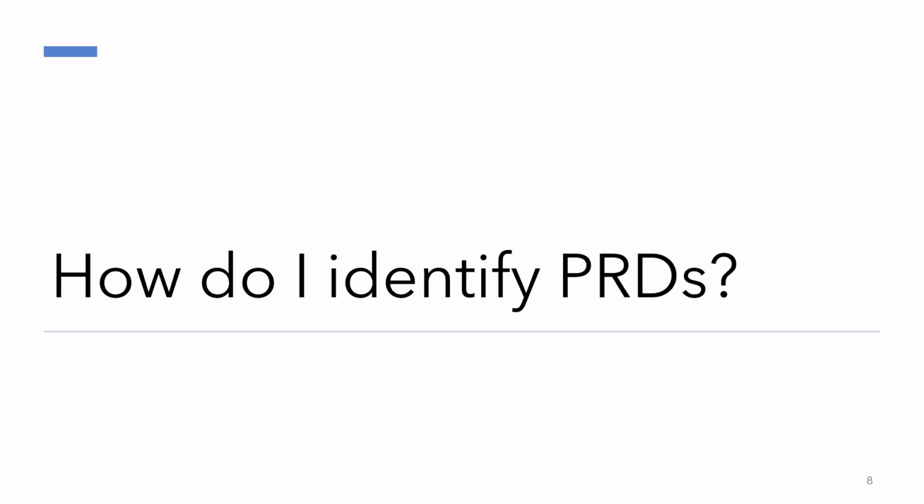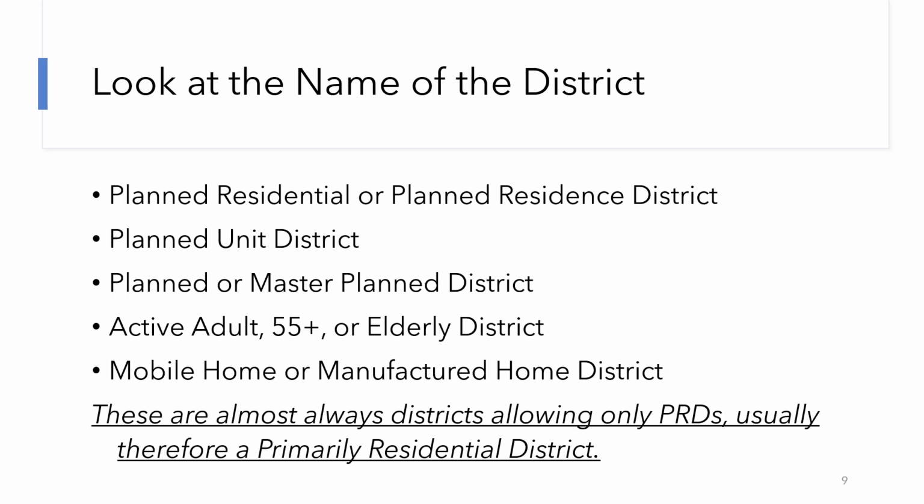So how do you identify these when you're looking at them? A big giveaway to whether or not a district is a planned residential district is in the name. They'll usually be called planned residential district, planned residence district, planned unit district, planned or master plan district. You sometimes will see ones that are labeled active adult, 55 plus, elderly district, and any mobile home park district is oftentimes a PRD. These are almost always districts allowing only PRDs and usually therefore a primarily residential district.